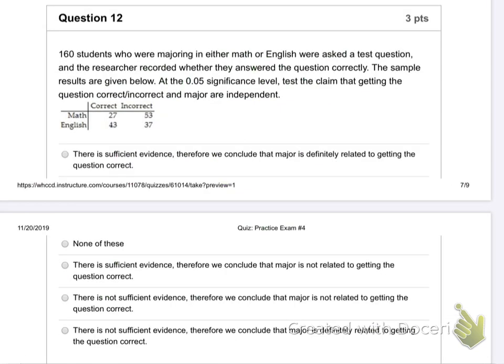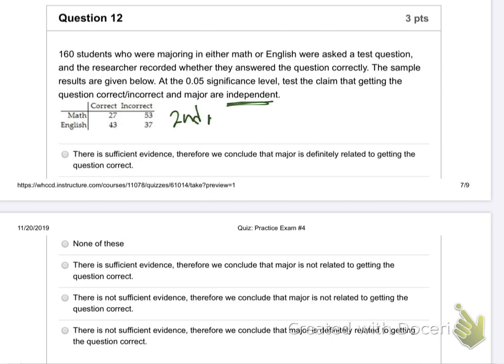Number 12. 160 students who were majoring in either math or English were asked a test question, and the researcher recorded whether they answered the question correctly. The sample results are given below. At the 0.05 significance level, test the claim that getting the question correct or incorrect and major are independent. So that's another test for independence, isn't it? They even say the word independent right there. So same kind of thing.